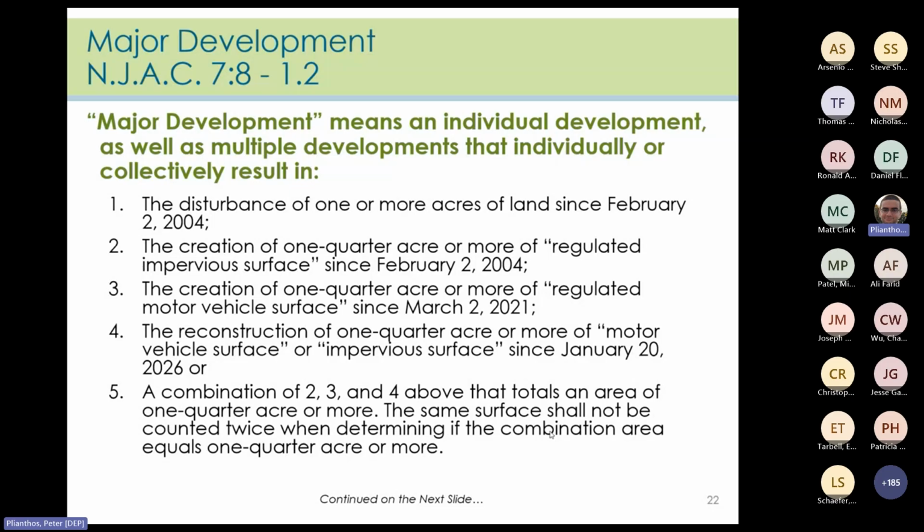And so I would like to emphasize a couple points in relation to the amendments. For number 1, the text has not changed, but the definition of disturbance has been amended, as we discussed a few slides ago. Number 4 is entirely new, and we also see the new term reconstruction being used, which we just went over. And then the bottom number has also been updated to note that a combination of 2, 3, and 4 that totals an area of 1/4 acre or more would be a major development.